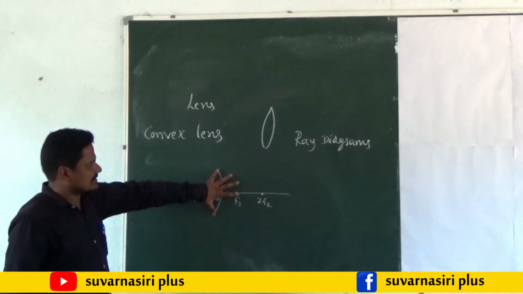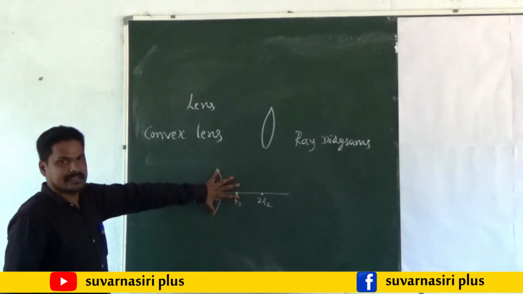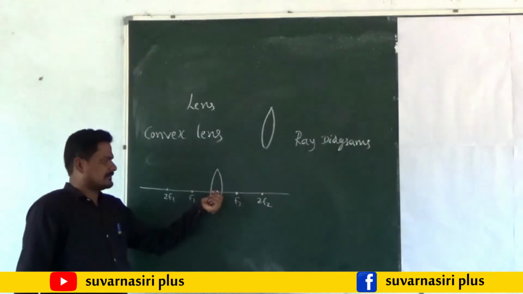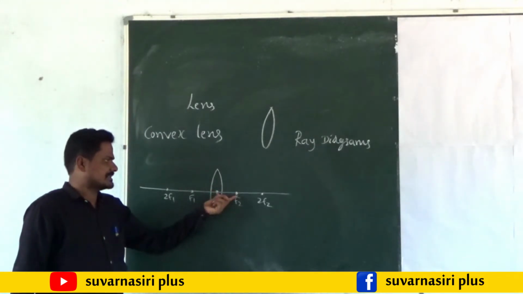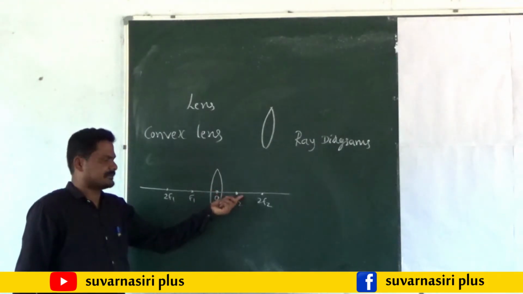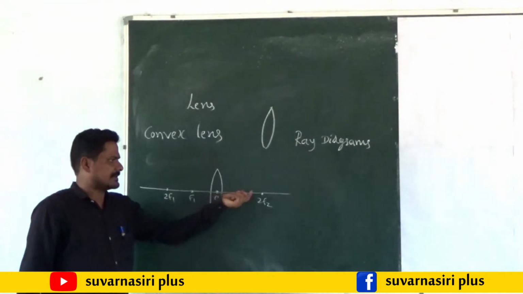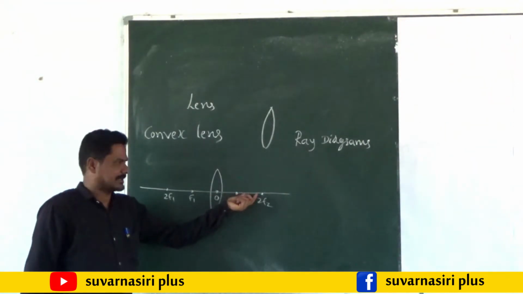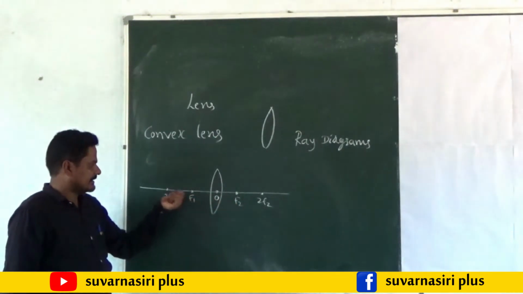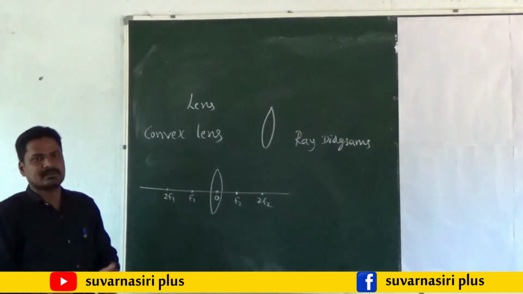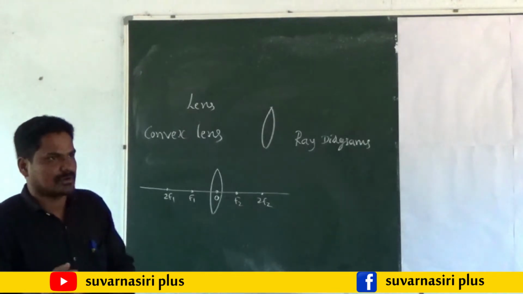This is a convex lens. The center of this convex lens is O, the optic center. This distance O to F2, if we take 2 cm, this distance is also 2 cm. So F2 and 2F2, and here F1 and 2F1. Now we have to draw the ray diagram.